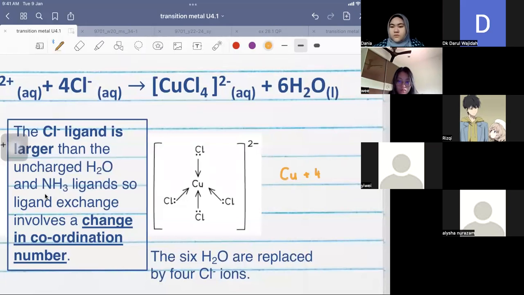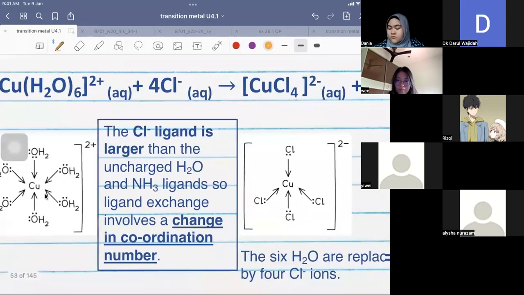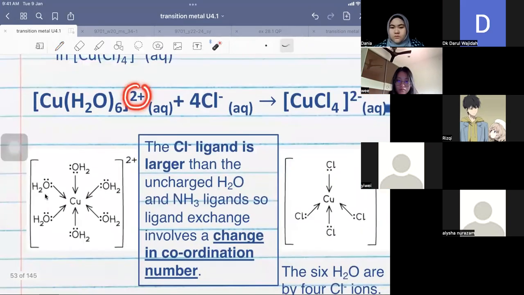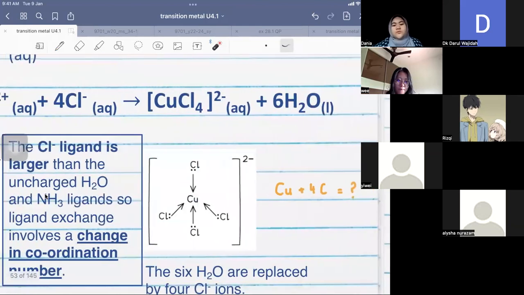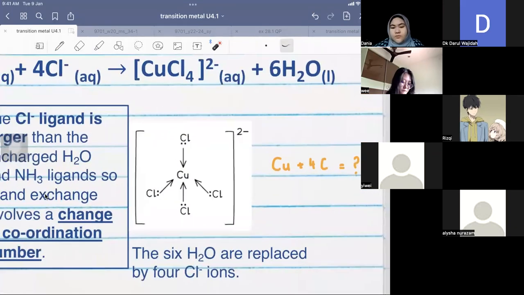plus 4Cl, what is the overall charge? Since the copper is 2+ originally, I hope you remember how to work this out. You add up the charge or oxidation state of copper and the ligands, and it should equal the overall charge. Since water is neutral, water would be zero. So the charge of copper is the same as the charge of the overall complex ion in this case. With four chloride ions, how do we know that it's 2-?